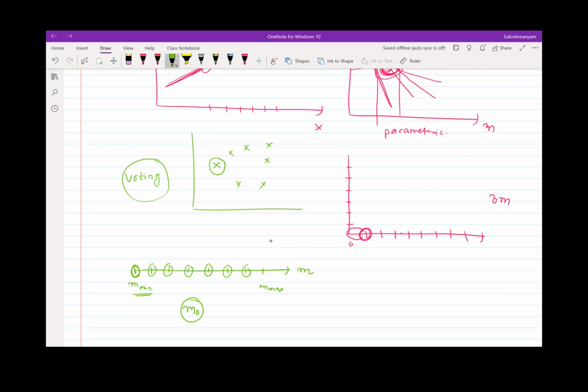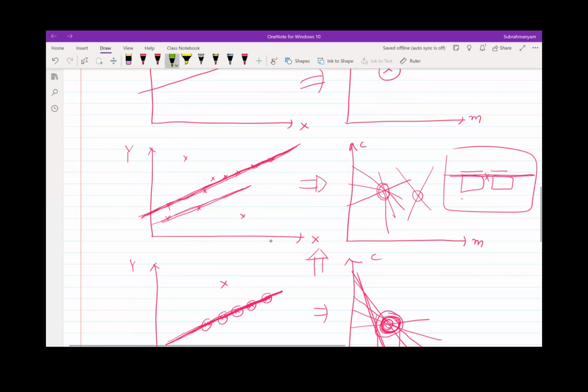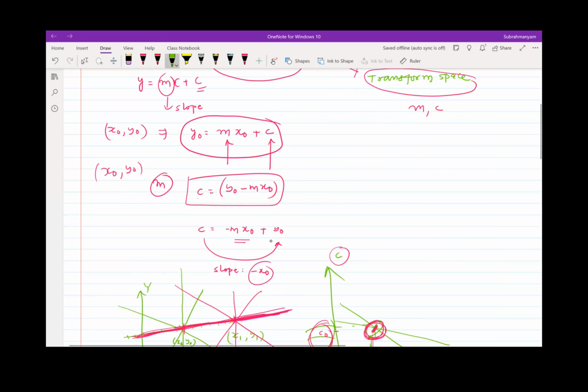Now given this m naught, you could compute the corresponding C naught value. How do you compute it? We have already done it here. The C value corresponding to that is y minus mx naught.